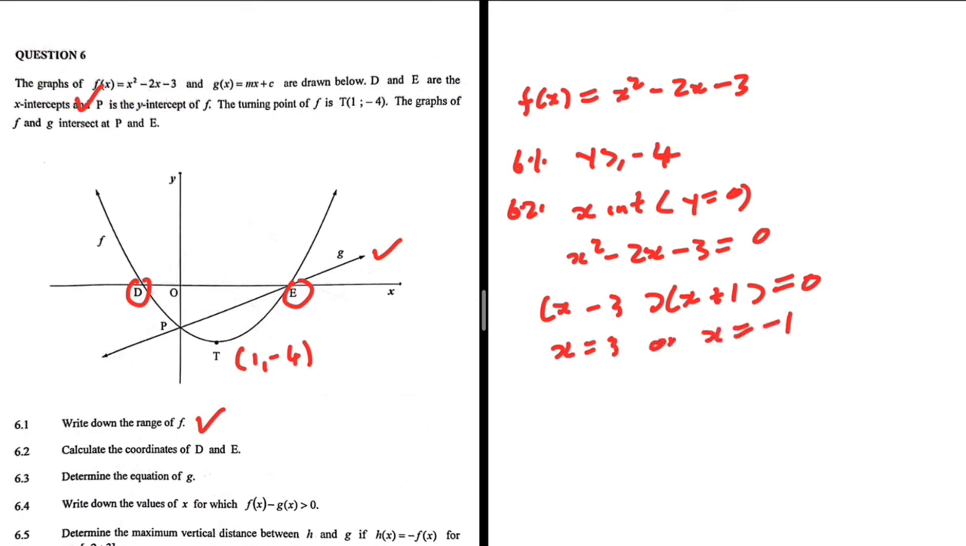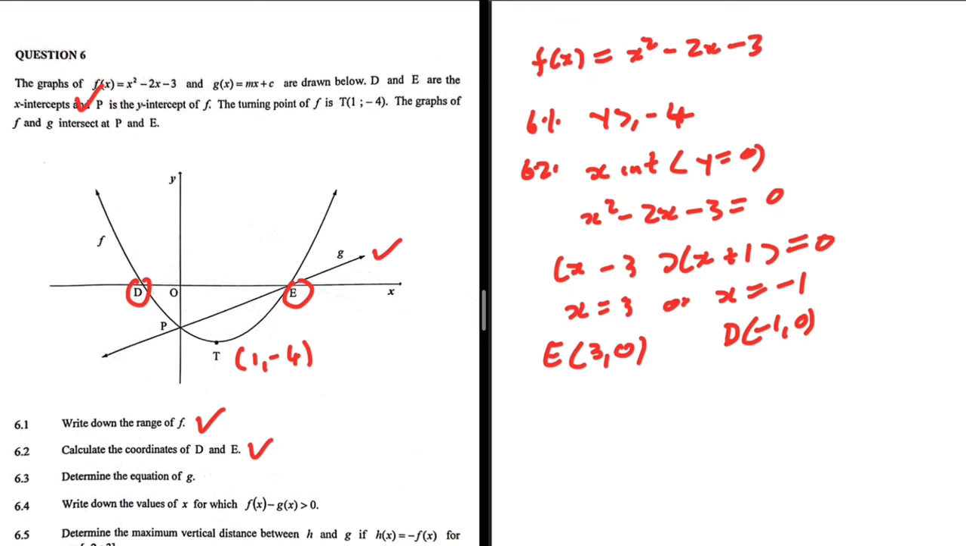The question said the coordinates of D and E. So if you leave it like this, we are losing some marks. D, we have negative 1 and 0. On the other hand, we have E. E is 3 for the x value and 0 for the y value. So there you go. We have the coordinates of D and E.